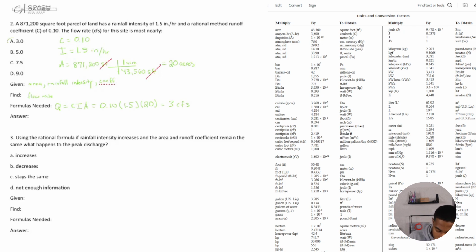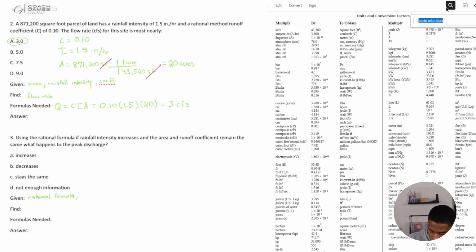All right, let's look at number 3. Using the rational formula, if rainfall intensity increases and the area and runoff coefficient remain the same, what happens to the peak discharge? All right, so we're going back. We're using the rational formula again. So the given information is the rational formula and rainfall intensity increases.